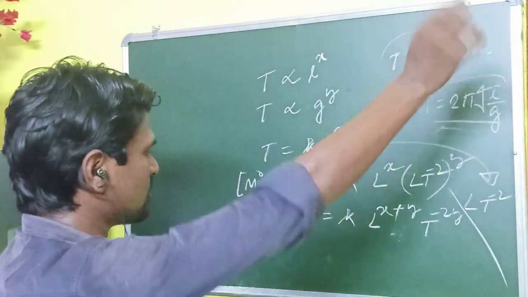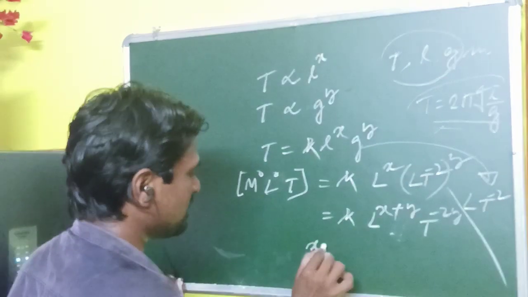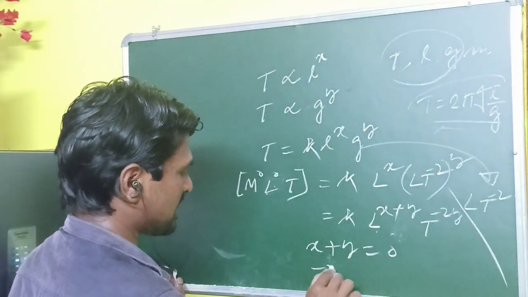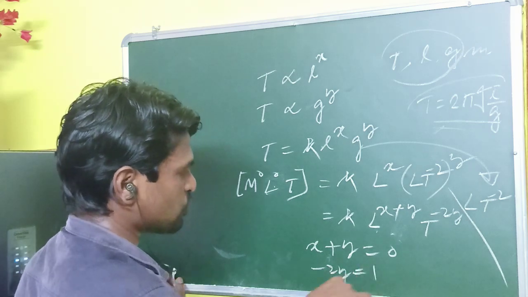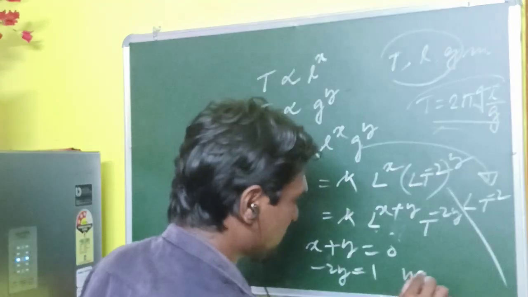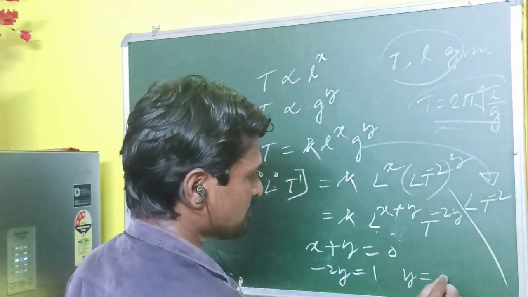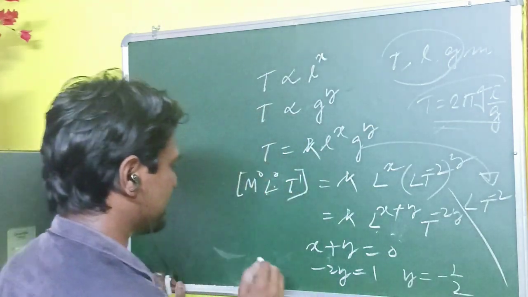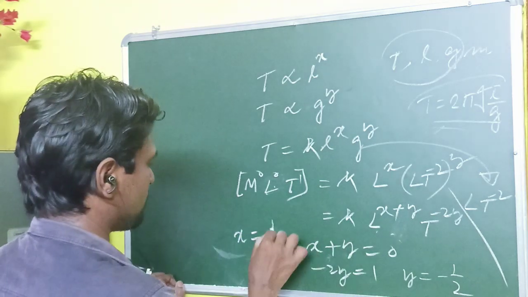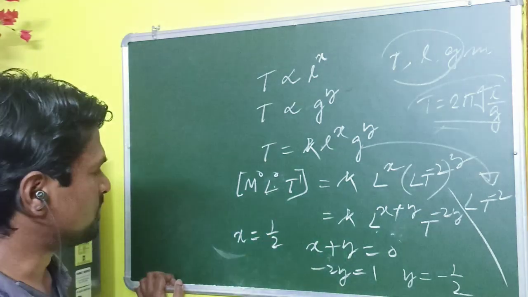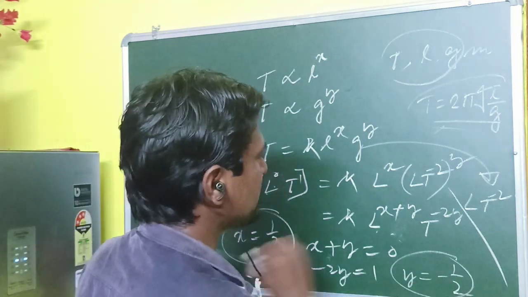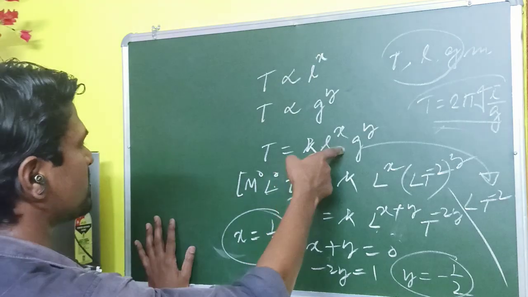Here m is not given, so x plus y, you can compare x plus y with zero, and minus 2y is equal to 1. So y equals 1 divided by 2, that is minus half, and x is also equal to half, since x plus y equals 0. So x equals half and y equals minus half, and then put that particular value in this equation.